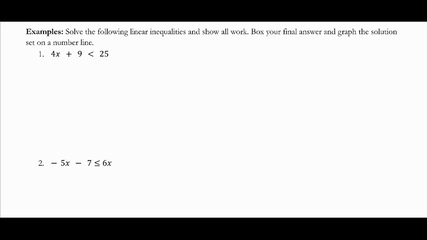All right, for Unit 6, we'll be doing inequalities. And inequalities is just these less than or greater than symbols. Okay. So this symbol on the left here is less than, and the symbol on the right here is your greater than symbol.